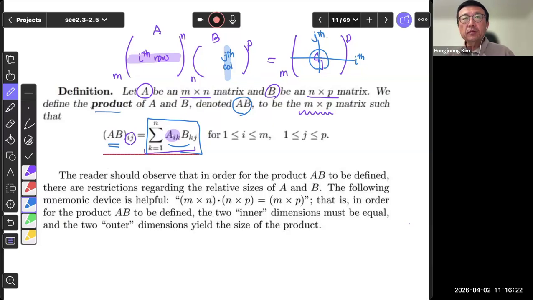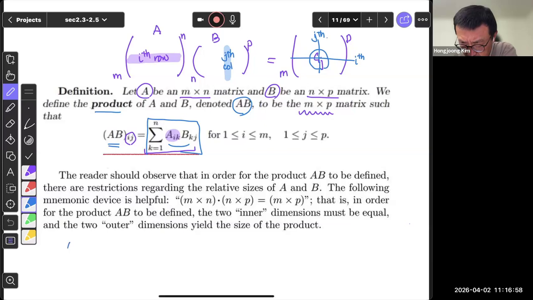So that is the definition. In order to find the ith row, jth column entry of this product, I need to multiply the entries in the ith row of the A matrix and the jth column entries of the B matrix. So in order to define this value, the number of entries in the ith row of A must be the same as the number of entries in the jth column of the B matrix.